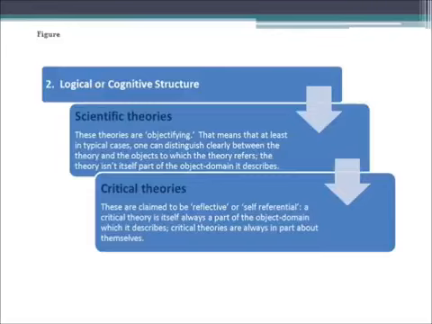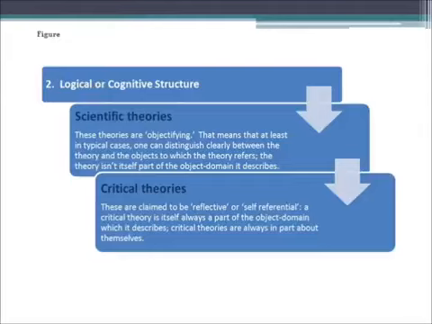And the second is the logical or cognitive structure. Now, scientific theories are objectifying. That means that, at least in typical cases, one can distinguish clearly between the theory and the objects to which the theory refers. The theory isn't itself part of the object domain it describes. And really, what that is saying is that the researcher in the scientific paradigm is separated from what is being researched, and the two are not mixing.